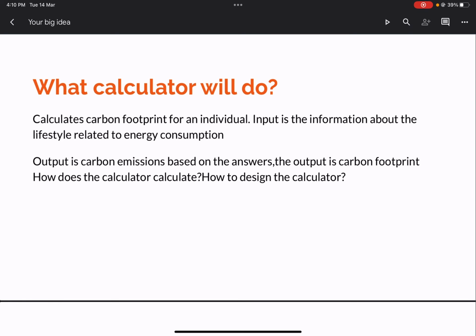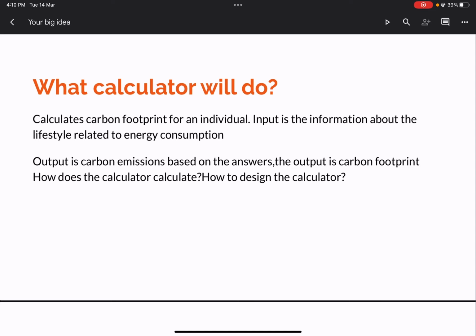The carbon footprint calculator, as I said, can calculate the carbon footprint for an individual, or for an institute, or for a family, or for a larger group. The input is the information about the lifestyle related to energy consumption. This is the most crucial input, and in order to capture it, we need to ask certain questions, right? So that the answers given to the calculator help generate enough data. That data would help the calculator arrive at the carbon footprint.